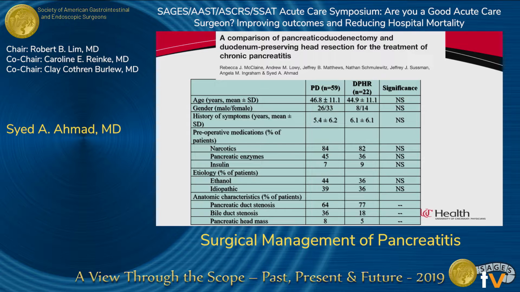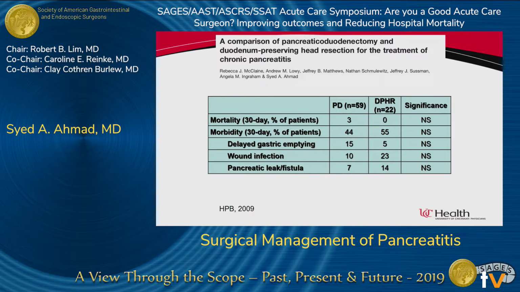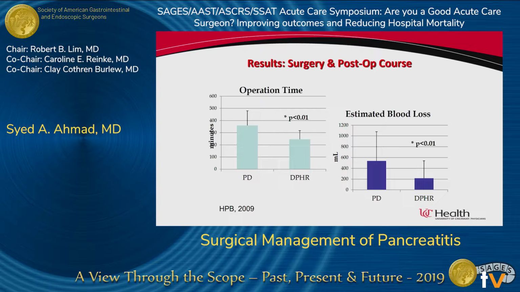Now, we've compared in our own series at Cincinnati our experience with Whipples versus duodenal sparing head resection. We compared 59 patients who underwent a Whipple to 22 who underwent a duodenal sparing head resection. And these patients were equally matched in terms of history of symptoms, use of preoperative narcotics, and anatomy the patients had prior to surgical intervention. We demonstrated no difference in morbidity, mortality, or postoperative complications of delayed gastric emptying, wound infection, pancreatic fistulas, but did demonstrate that patients undergoing a duodenal sparing head resection had significantly decreased operative time and blood loss. And based upon this data, we preferentially perform duodenal sparing head resections as a treatment of choice for head predominant chronic pancreatitis.